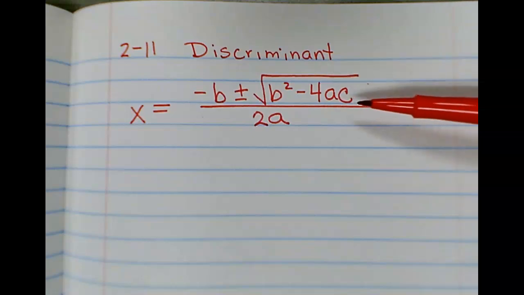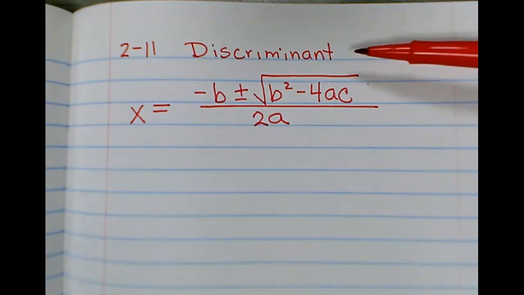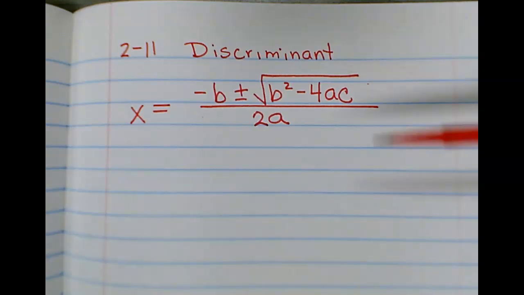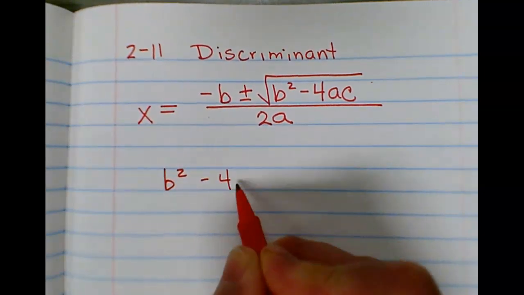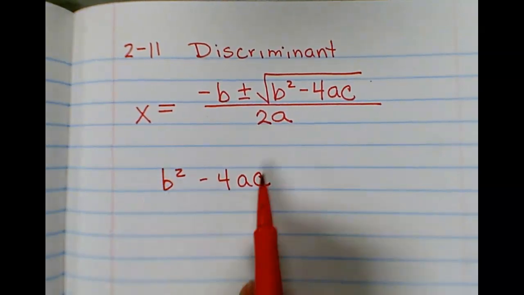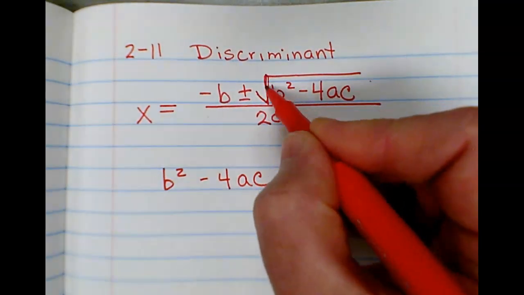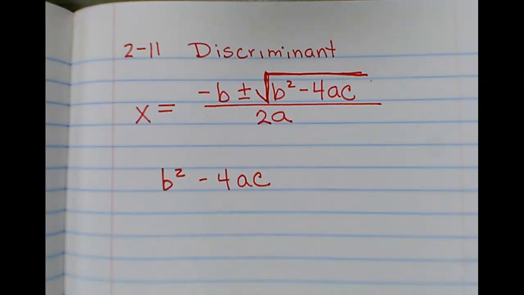Now, we're not doing the whole formula today. We are just doing the part of the formula called the discriminant. That does not say discriminate, it is discriminant. This part of the formula that lives under the square root sign is the discriminant.